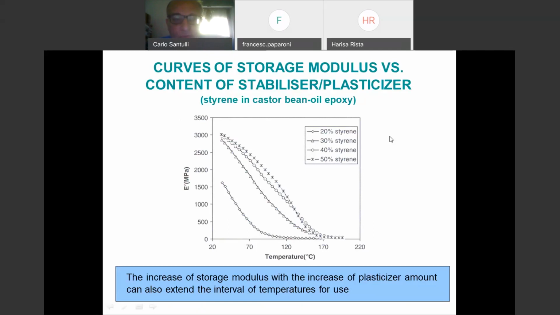So, for example, if you need 2.5 gigapascal, then you would need to stop somewhere between 80 or 100 degrees, adding a considerable amount of styrene. So basically, you establish the service temperature also by the values of storage modulus, as we were saying before. In fact, you can determine the service temperature by these measurements.